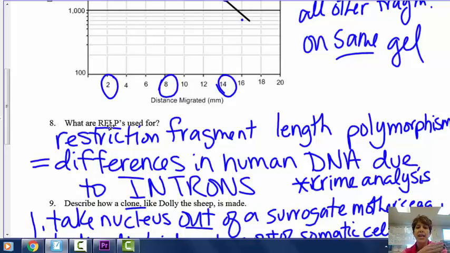So if they were running a gel with crime scene and then multiple suspects, they are going to notice the difference only if they run specific introns. If they tested you all for your DNA for hemoglobin, it would come out identical for everybody. So that's why they have to use RFLPs.